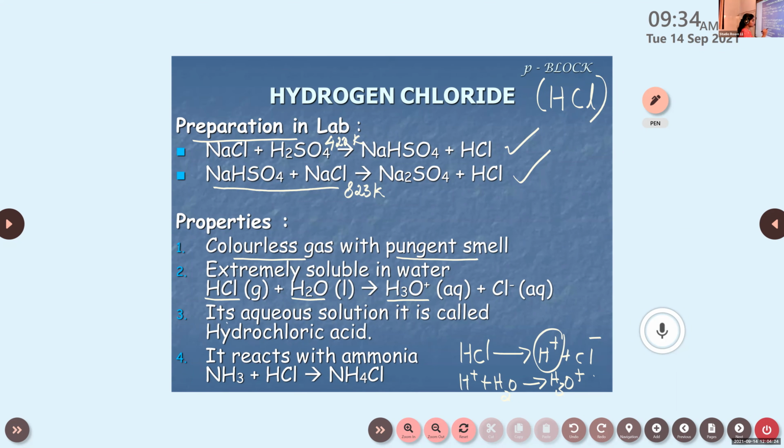Its aqueous solution is called hydrochloric acid. That's available in the form of liquid. Actually, it's a gas, highly soluble in water, and when it reacts with water, hydronium ion and chloride are obtained. Clear, children? When this hydrogen chloride gas is passed through water, hydrochloric acid will be obtained, which is available in the liquid state. Is this clear about the third point?